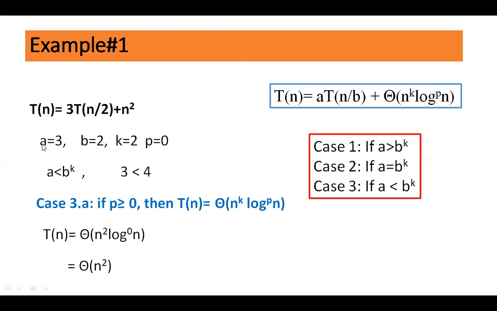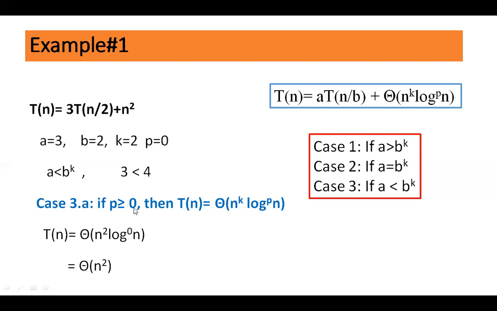Now let us check. A value is 3, right? And B raised to K, B is 2, K is also 2. So 2 raised to 2, that is 4. So here A is less than B raised to K. So what does it belong to? It belongs to case 3, where A is less than B raised to K. Now case 3 again has cases depending on the value of P. Now what is the value of P here? The value of P is 0. So it is case 3.A, that is part A of case 3.